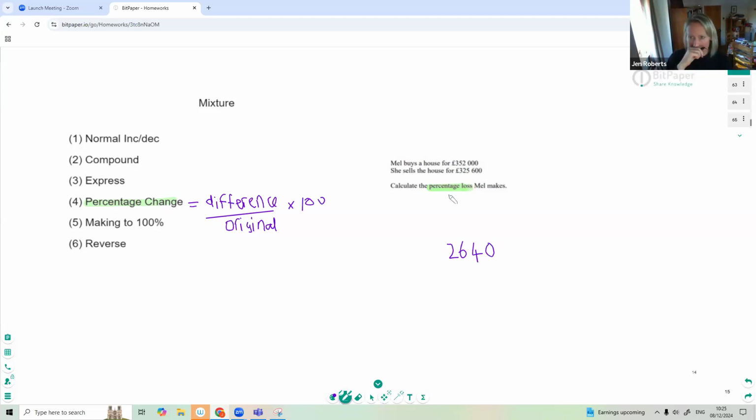It doesn't really matter which way you do the subtraction, but obviously she bought the house for 352,000 and she sold it for this. So it's the difference, this minus this gives you 26,400. It's divided by the original. What's the original? It's 352,000. So difference divided by the original times 100, 7.5%.